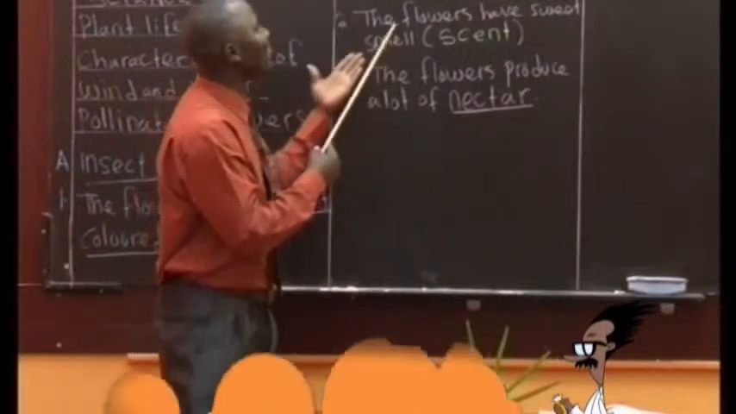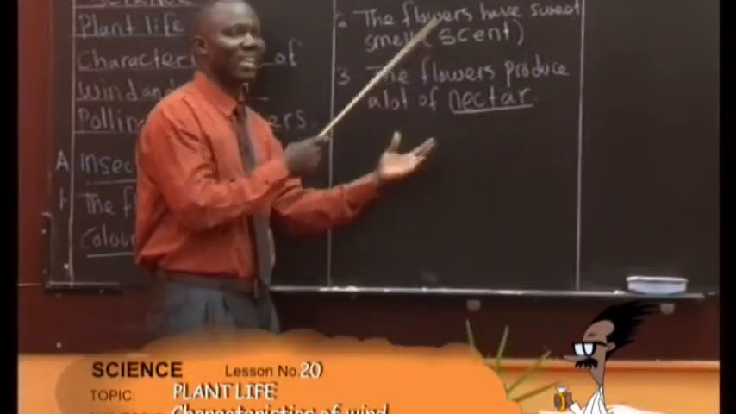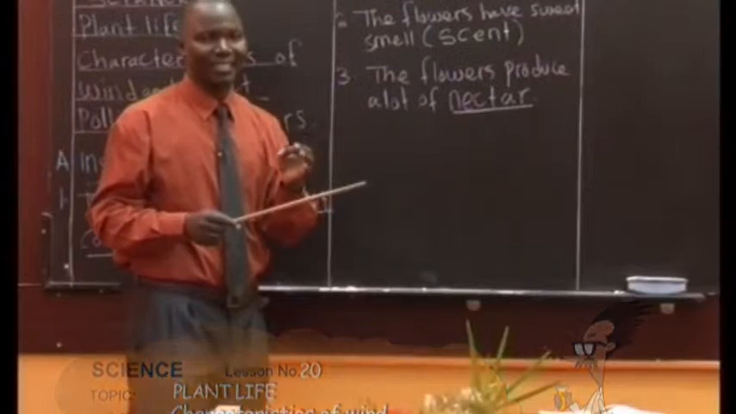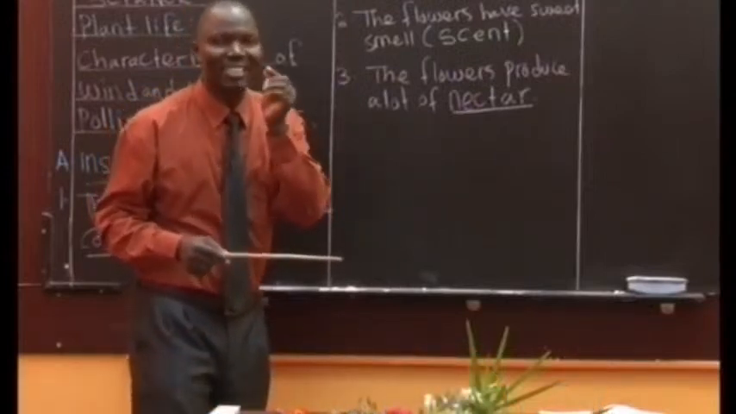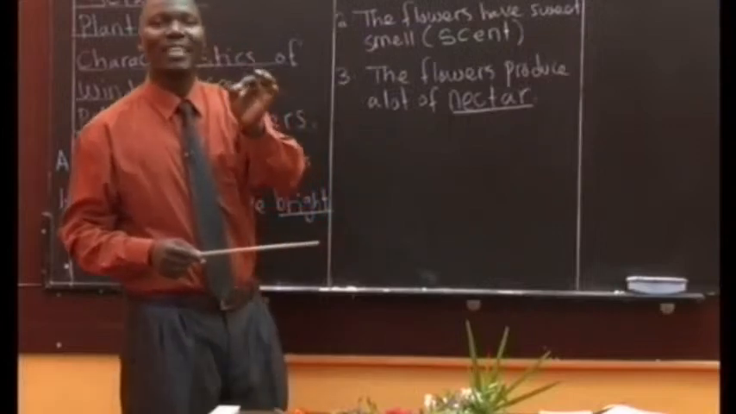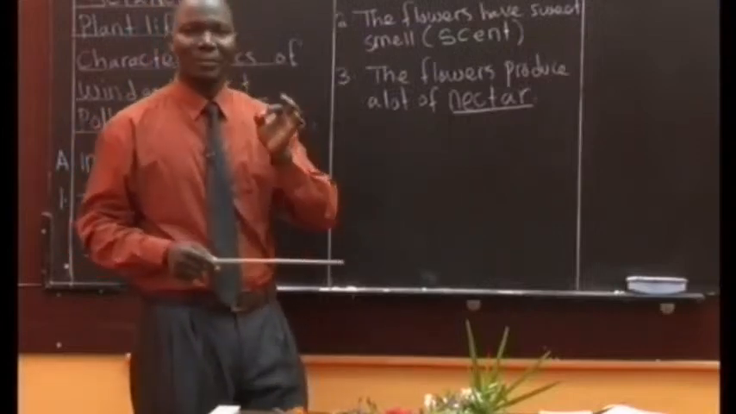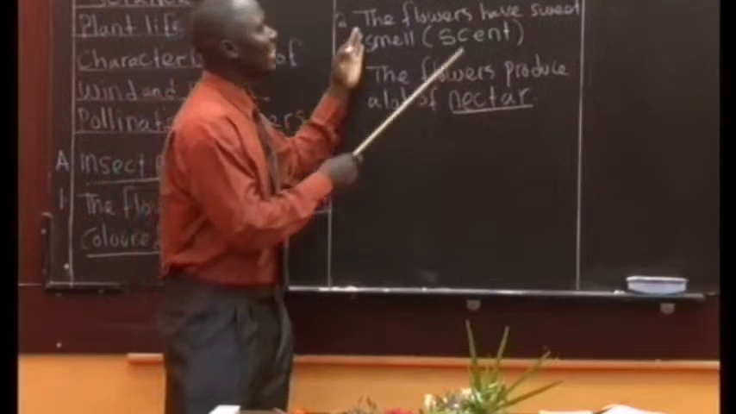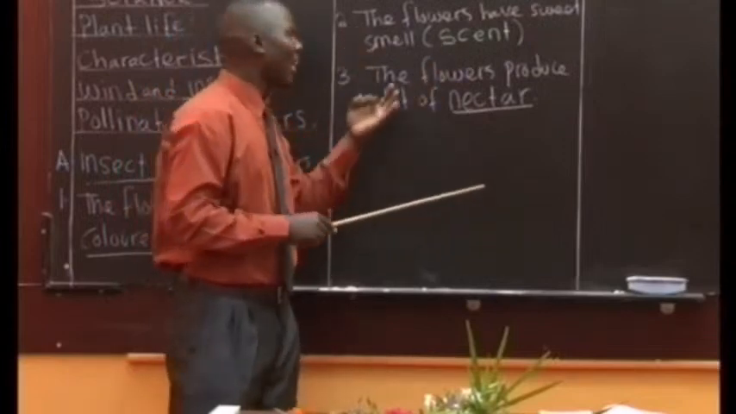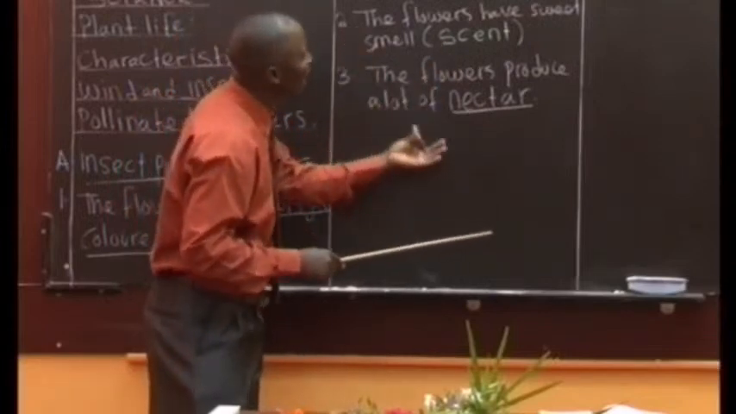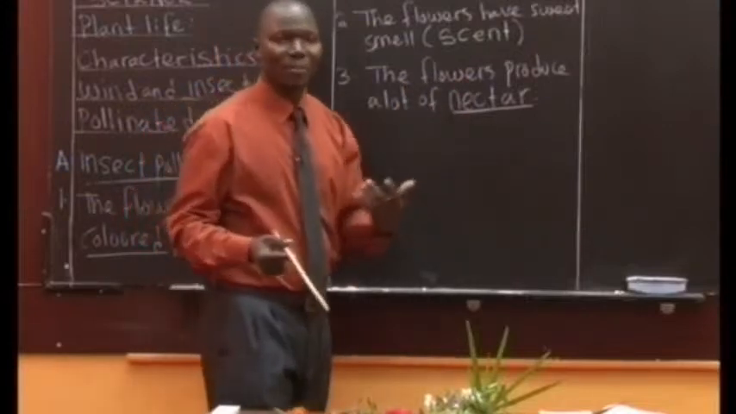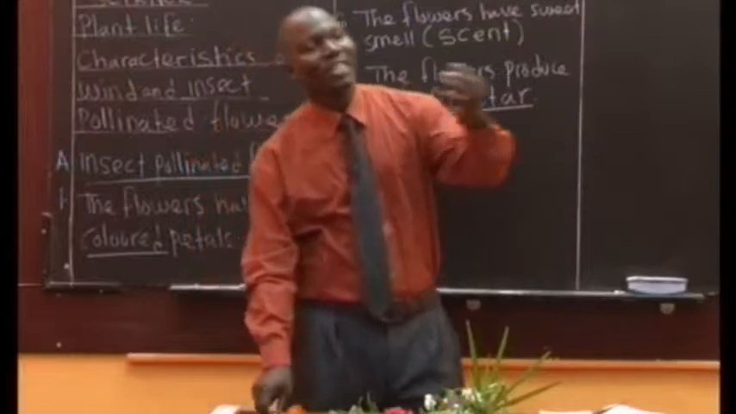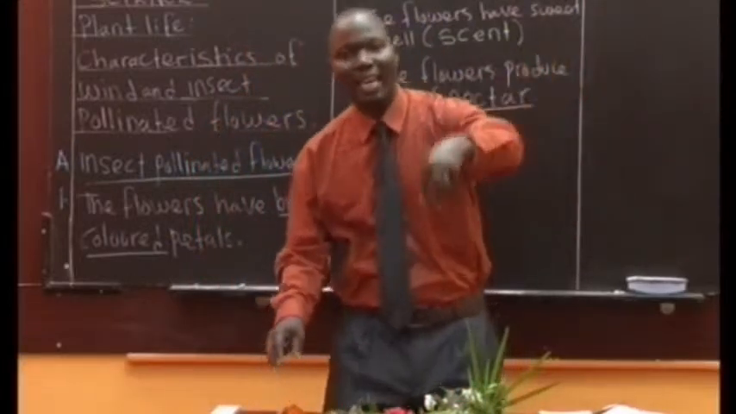2, the flowers have a sweet smell. Every time you get a flower and there is an insect, pick it and smell it. Wow, the smell is nice. The scent is good. It is that one that attracts insects. And then lastly, the flowers produce a lot of nectar. Why would they produce a lot of nectar? For insects to come and take.